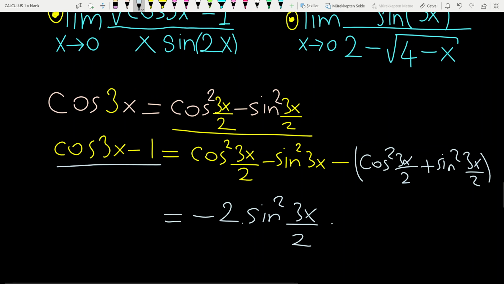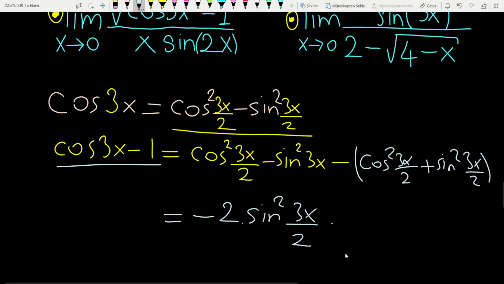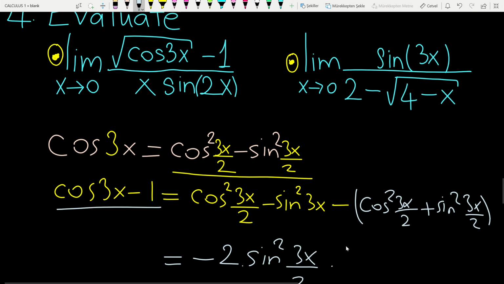So what do I have from this trigonometric identity? If you have square root in the limit questions, I strongly advise you to multiply the limit expression by the conjugate of the square root function. So let's go back to the original question.